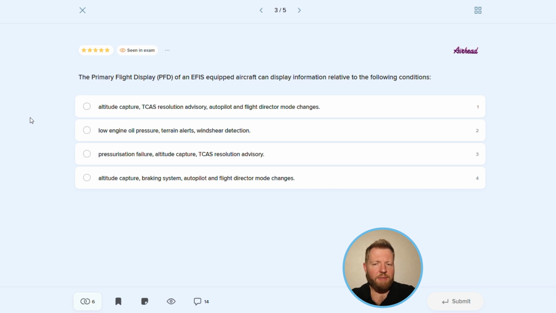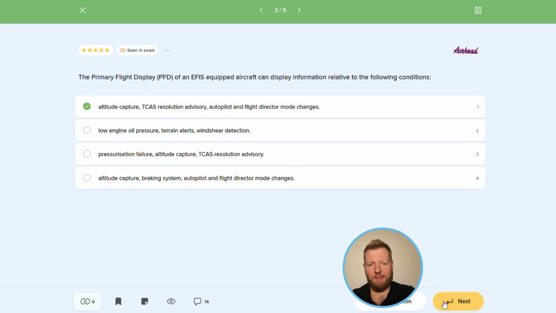If we now check the answers, we can see that the items solely relevant to flight path management guidance we can find in answer number 1. Altitude capture, TCAS resolution advisory, autopilot and flight director mode changes. And this answer is correct.